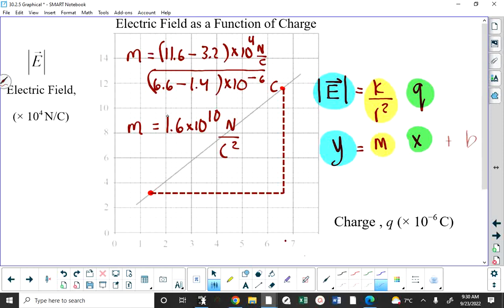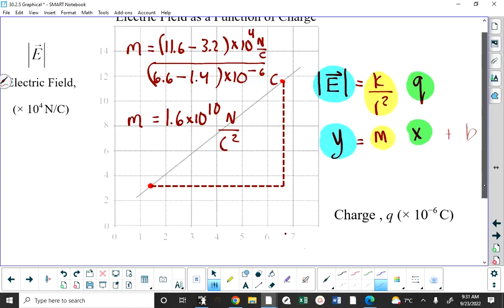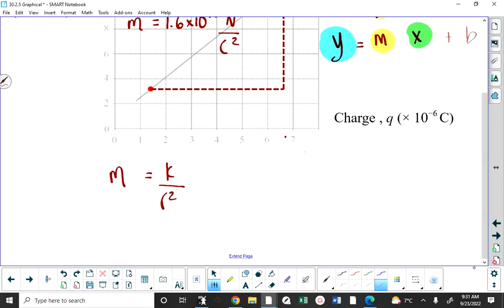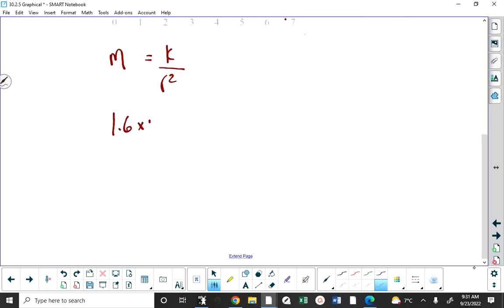The answer is what's highlighted in yellow. That number, along with those units, is the slope. And that has to be equal to Coulomb's constant, the experimental value of Coulomb's constant, divided by r squared. So if the slope equals k over r squared, and our slope is 1.6 times 10 to the 10 newton per coulomb squared, that has to equal the experimental value of Coulomb's constant over that distance that we kept fixed, quantity squared.